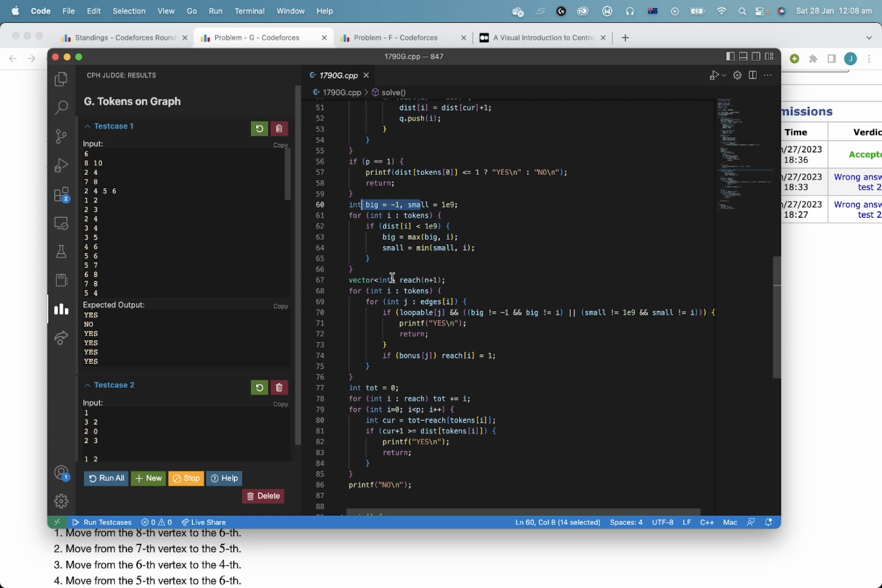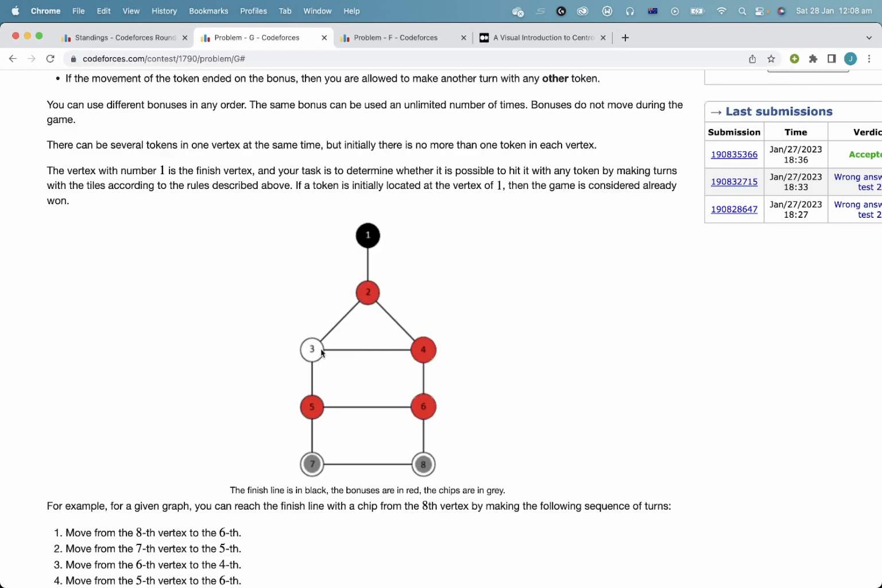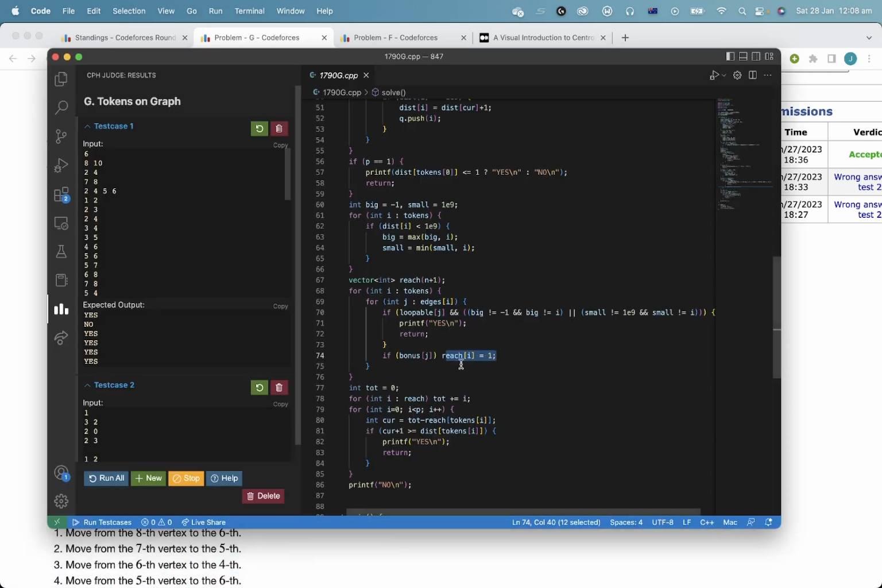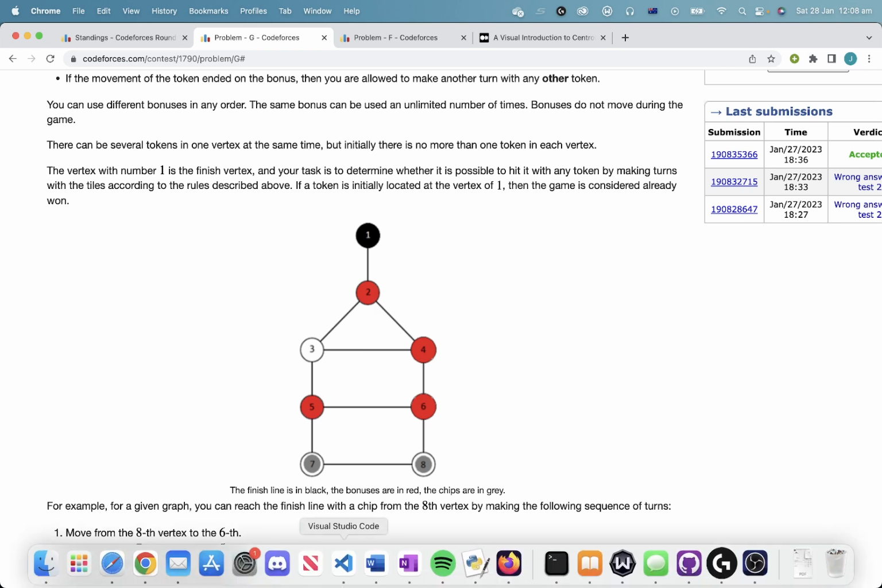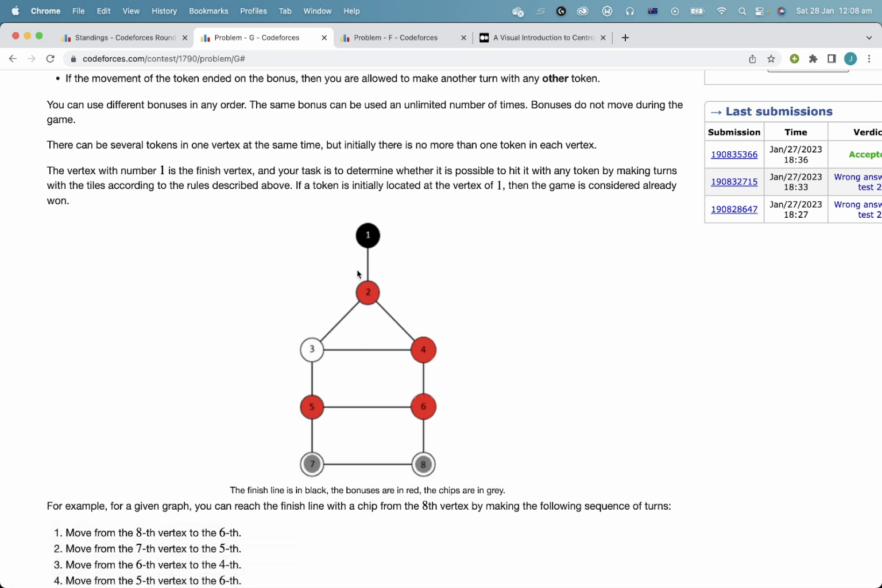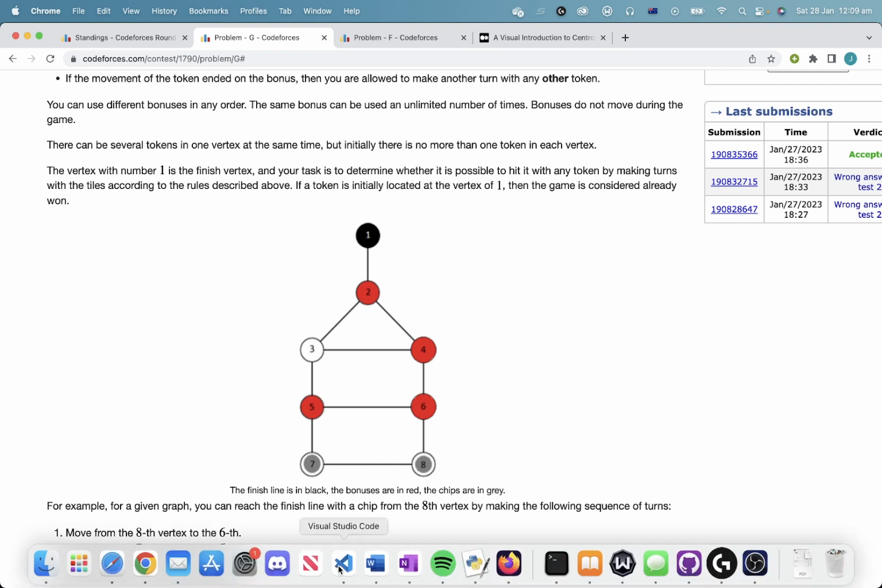And here is a vector called reach. Reach I is equal to 1 if and only if a token at node I is adjacent to a bonus vertex. So node 3 is adjacent to a bonus vertex, so reach is equal to 1. This basically allows me to count the number of tokens that can reach a bonus vertex in one move. And what I need to essentially check is, for every possible token which might have a chance of reaching node 1, if the number of other tokens which have reach equal to 1 is big enough that the current token can reach node 1, then the answer is yes.